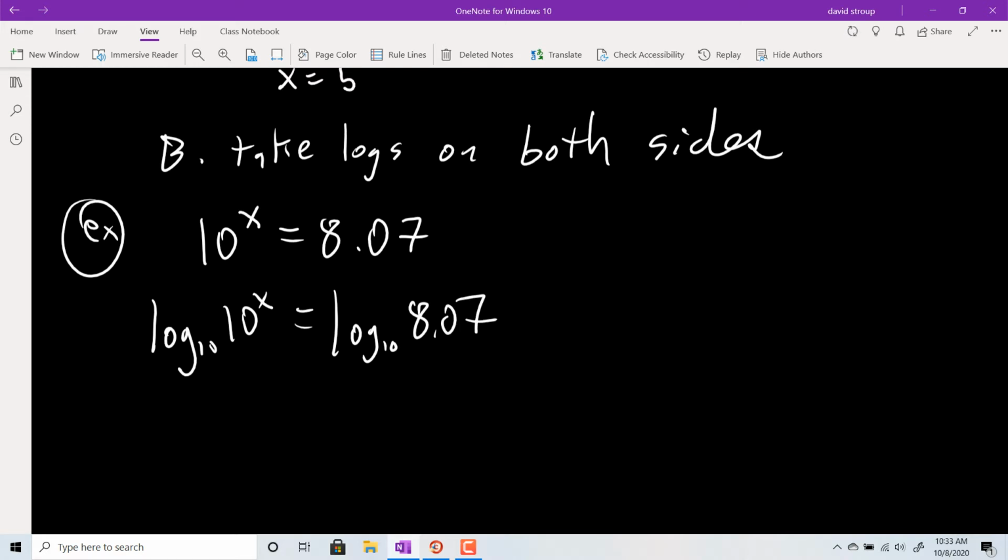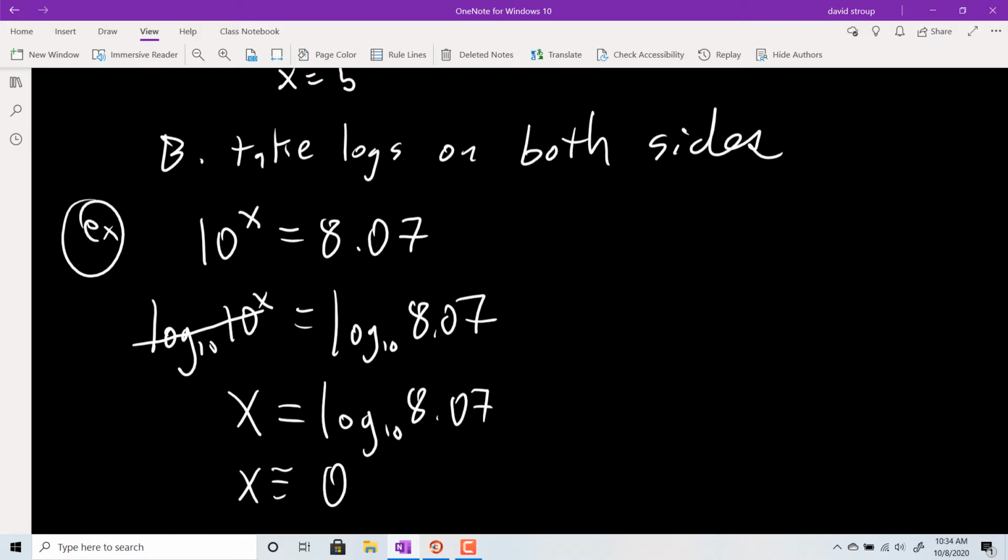Okay, so on the left-hand side, again, I said that those are basically the cancellation equations. You just get x, and then on this other side, you get log base 10 of 8.07. And then if you put that in your calculator, you'll get approximately 0.91. Okay. Let's look at another.